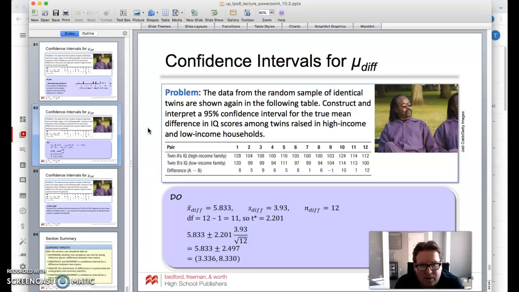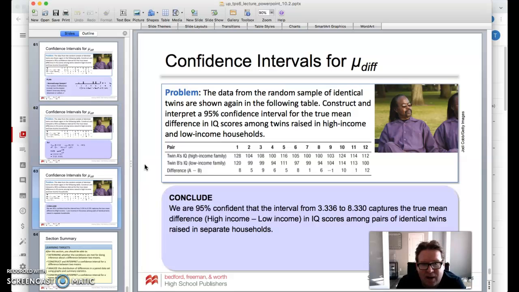We have 12 data points, so the degrees of freedom is going to be 11, and we find our t-value to be 2.201. Putting that in, we're able to find a confidence interval of 3.336 to 8.33. Don't be afraid to use our friend the calculator on this as well. Use the two-sample option, so make sure to take a look at that. Conclude: we are 95% confident that the interval from 3.336 to 8.330 captures the true mean difference from high to low income in IQ scores among pairs of identical twins raised in separate households.